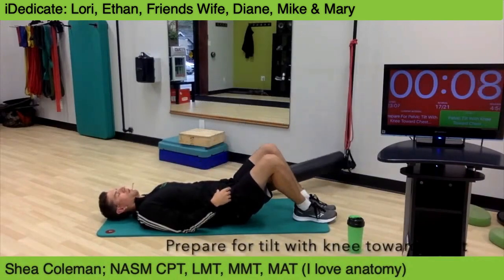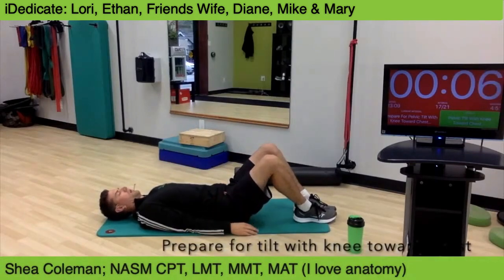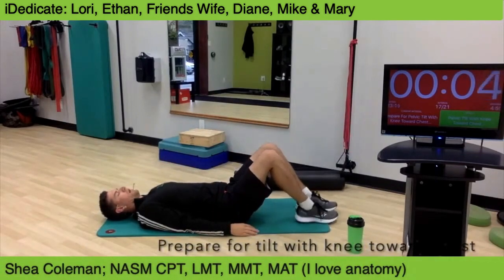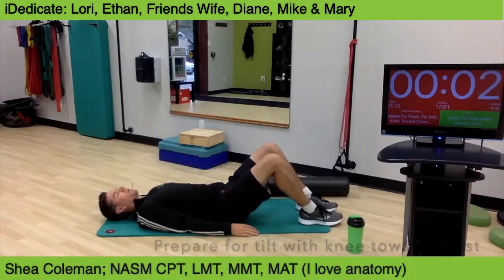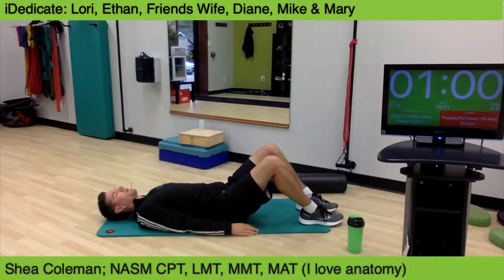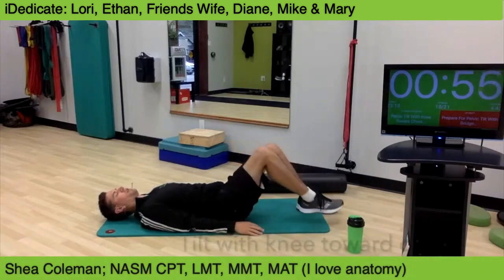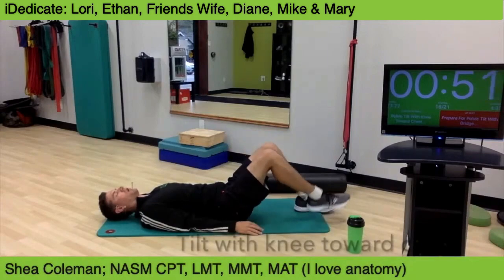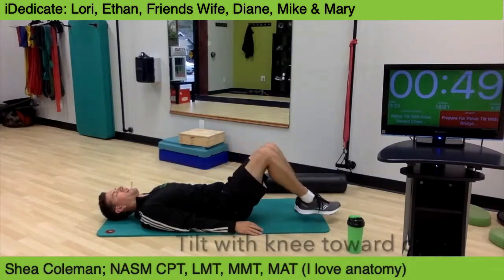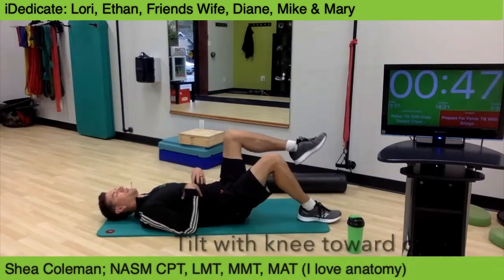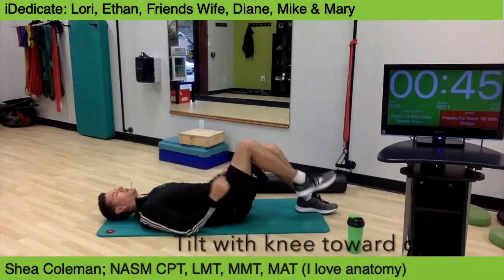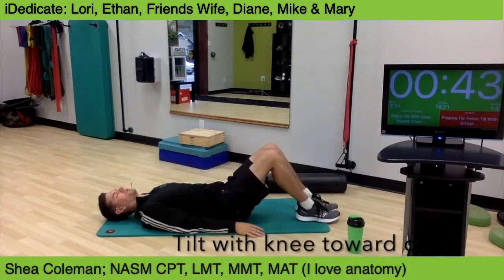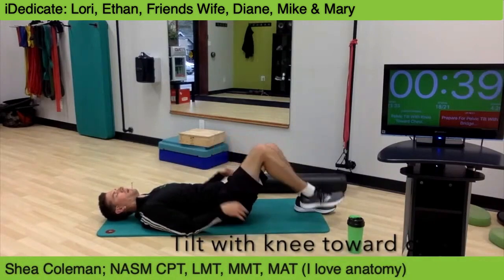Good, tight pelvic tilt as you march. Remember, do not scissor kick. One leg at a time. 3, 2, 1. Pelvic tilt with knee toward chest. Good core compression, tight, tight, tight. Make sure the feet are hovering, but only move one at a time.